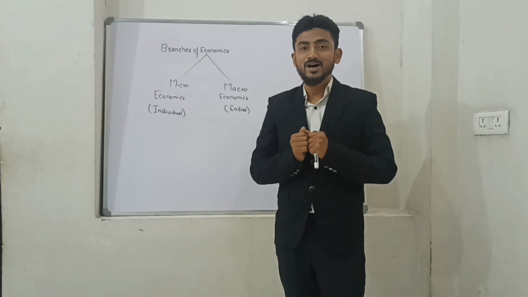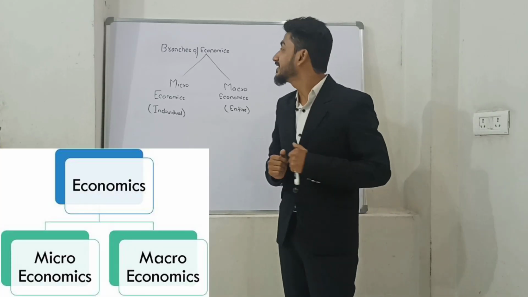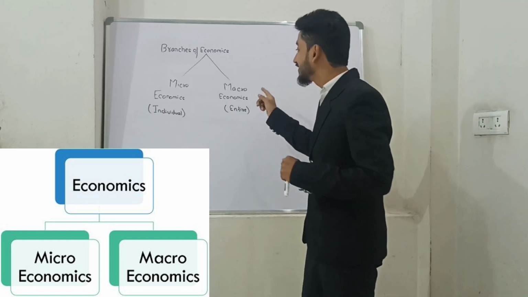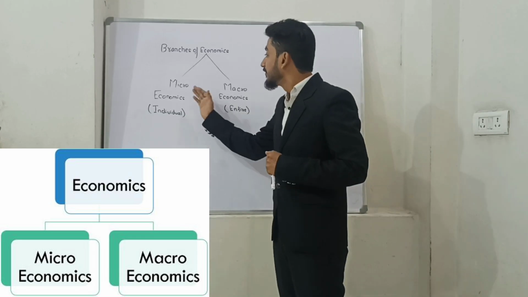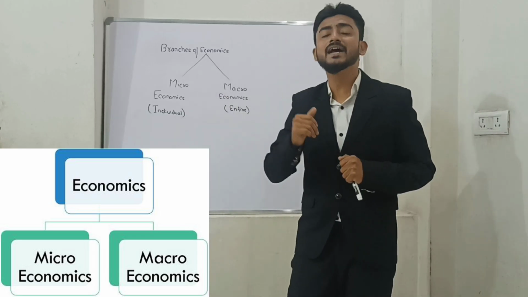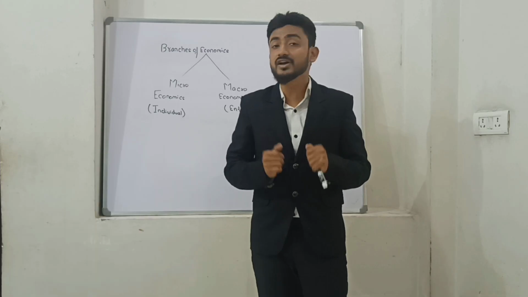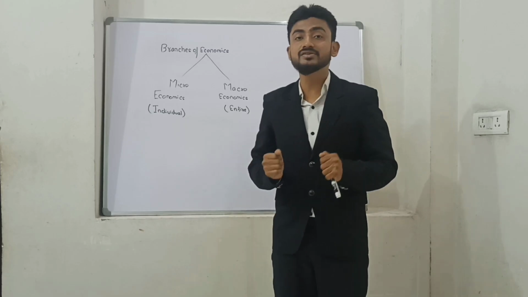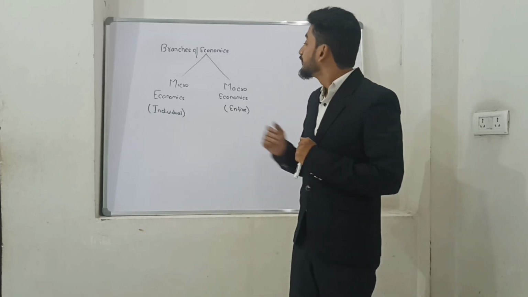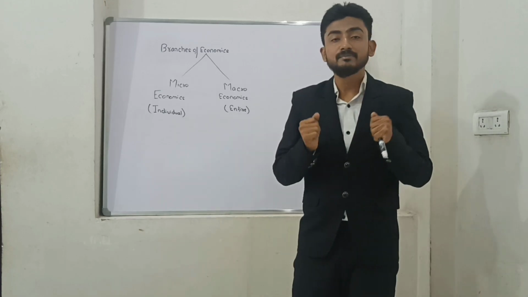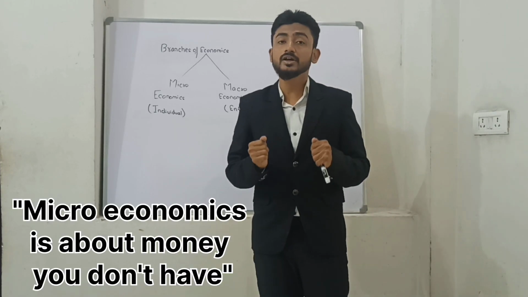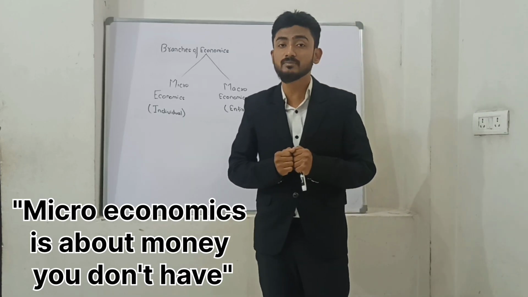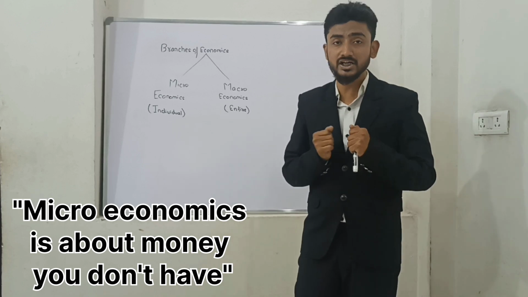Now let's talk about the branches of economics. Basically, there are two types of economics. The first one is microeconomics and the second one is macroeconomics. Now let's talk about what microeconomics is. The word micro is derived from a Greek word which means small, and macro means large. Microeconomics is the study of economic behavior of an individual firm or industry in the entire economy.